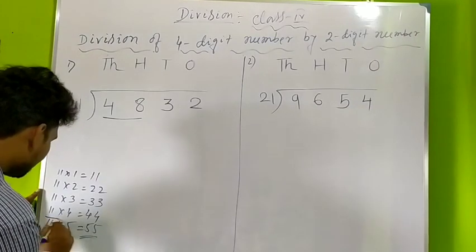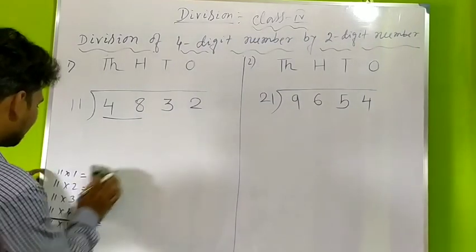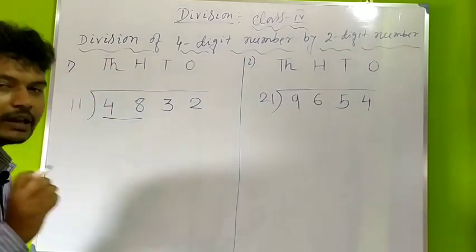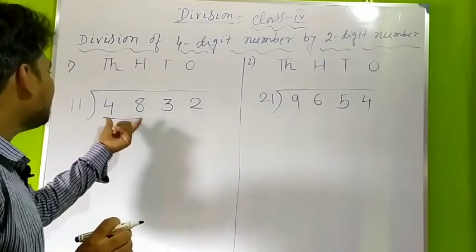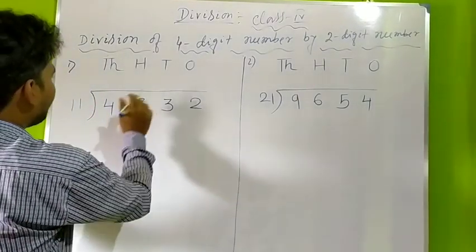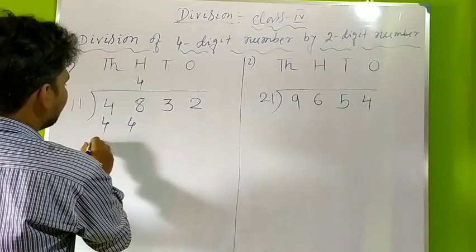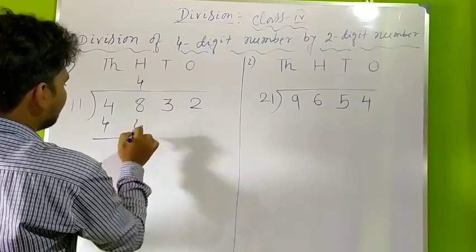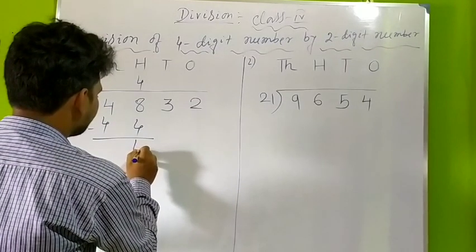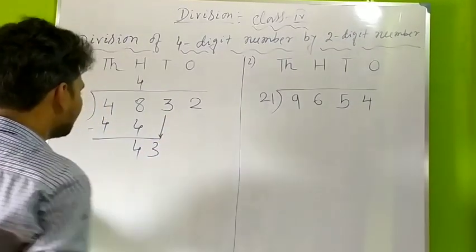So we have to take 44. Now we have to write down 4 at the hundreds place, because we are dividing 4800 by 11. So we write down 4 as the quotient at the hundreds place. 4 into 11, 44. Now you subtract 44 from 48. We get 4. Now 3 comes down, so we write down 43.